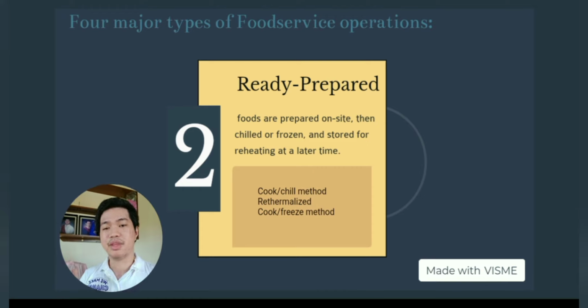Next, we have ready prepared. So, ito yung mga piniprepare mo on-site, pero i-store mo in the chiller or sa freezer, then reheat mo at a later time. So, concept dito na involve like cook, chill method. So, luluto mo, then palalamigin sa ref. Thermalized. So, ibig sabihin, i-reheat mo yung pagkain bago i-serve. And then, we have cook, freeze method. So, iluluto mo and then i-freeze mo siya.